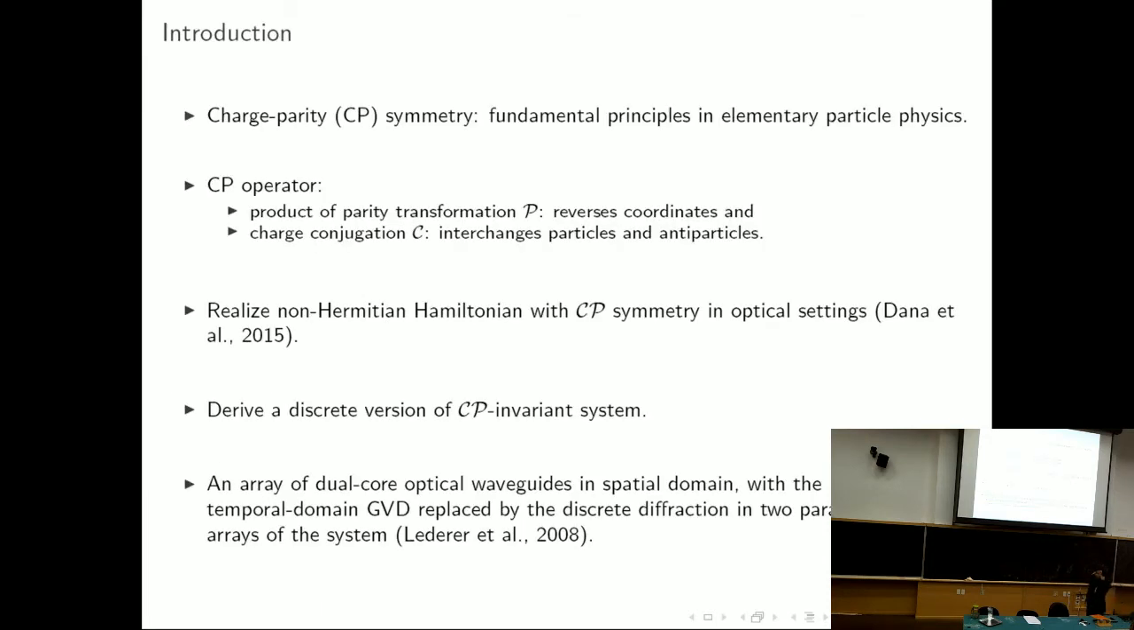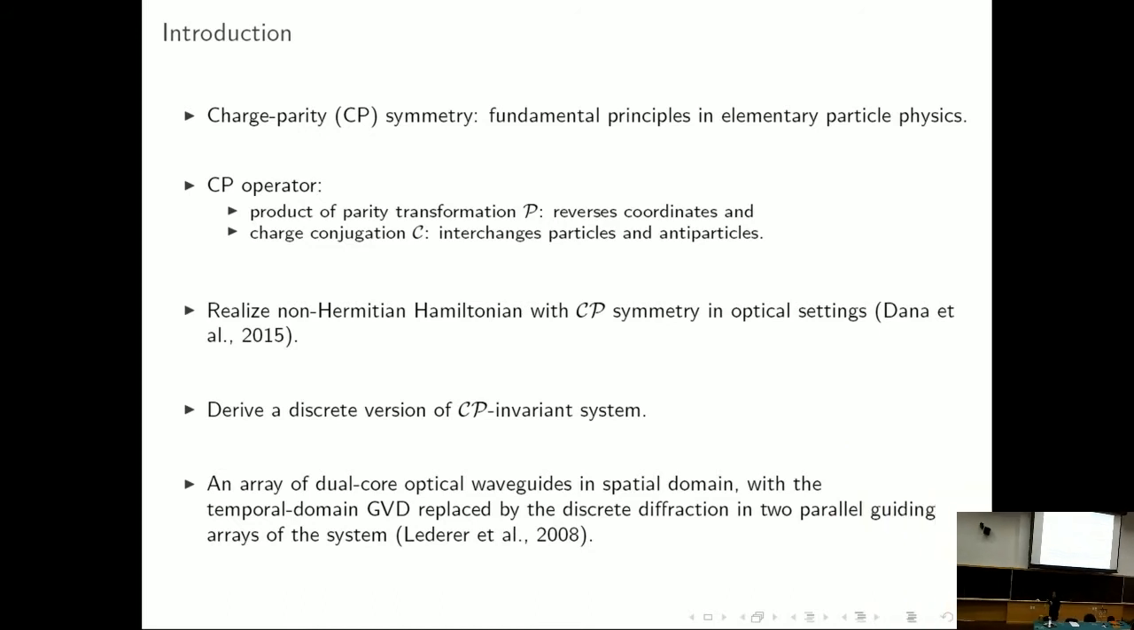So that's the outline as usual. We will do a mathematical model and then analytical and numerical analysis and see what happens. So there's a trend in physics in quantum mechanics, parity-time and then charge-parity system symmetry with Hermitian Hamiltonians. There's a lot of work in physics these days.